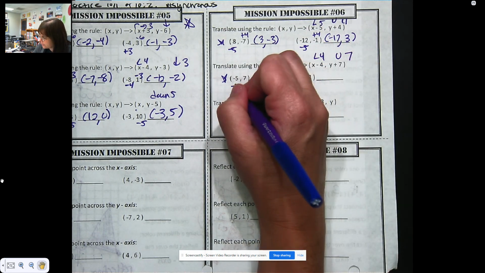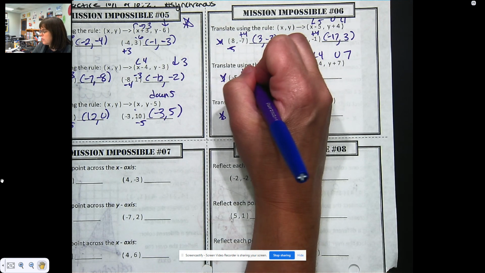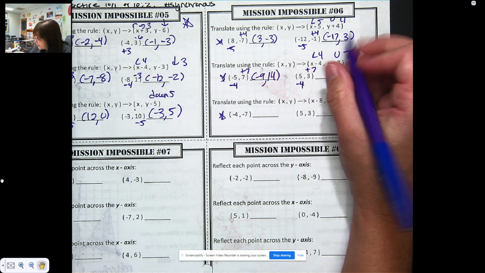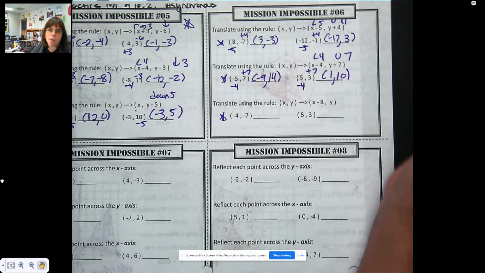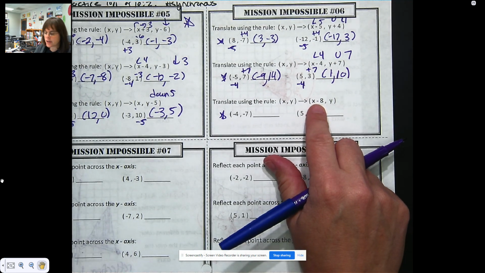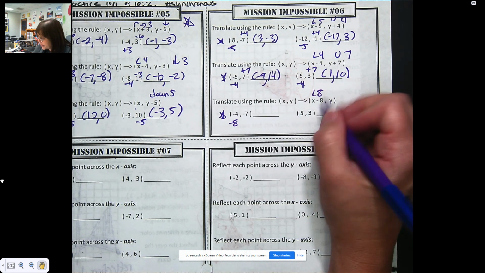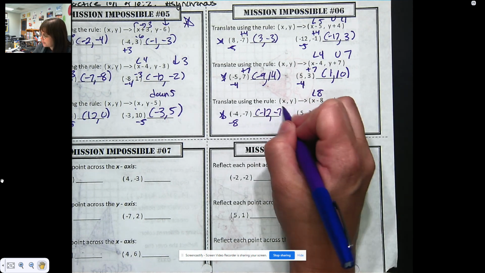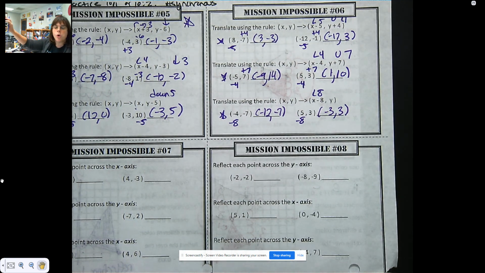So I'm going to put minus 4 for my x, plus 7 for my second coordinate. So this is negative 9, 14. 5 minus 4 is 1, and 3 plus 7 is 10. And if I look at this, x minus 8, that means I'm moving this shape left 8. So this would be negative 12, negative 7, negative 3, positive 3.